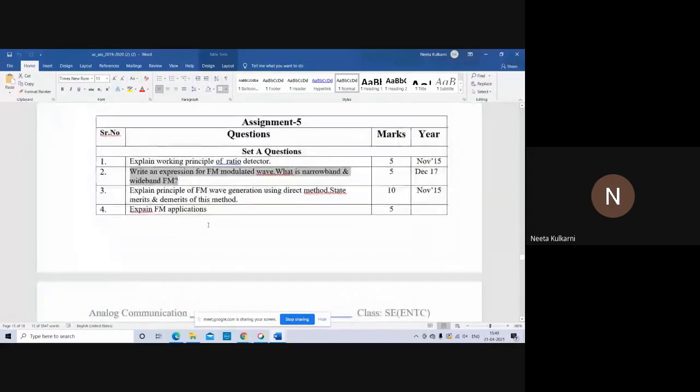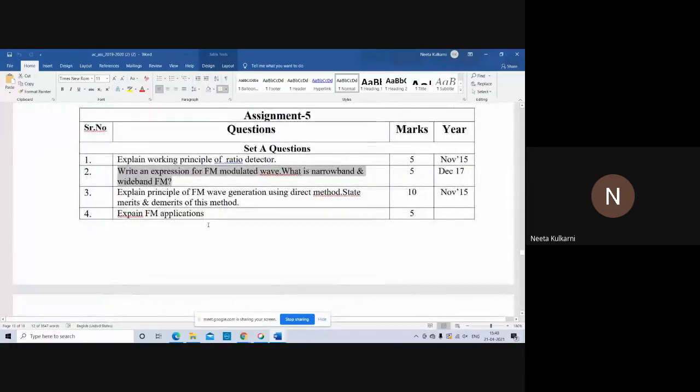And next part is what is narrow band and wide band FM signal. So what is the concept of this narrow band and wide band FM signal that you are supposed to write. Okay. So narrow band FM signal, wide band FM signal we have seen. Same explanation you write here. Then explain principle of FM wave generation using direct method. State merits and demerits of this method.